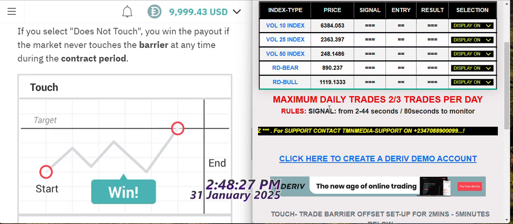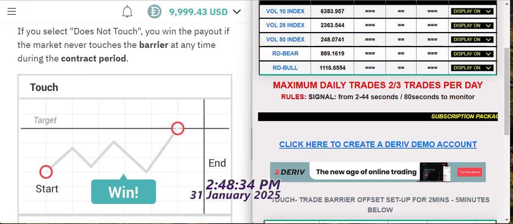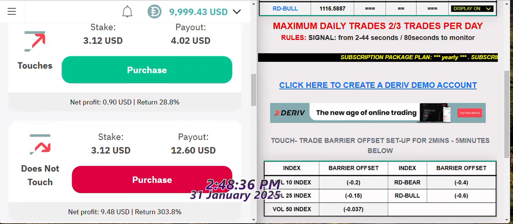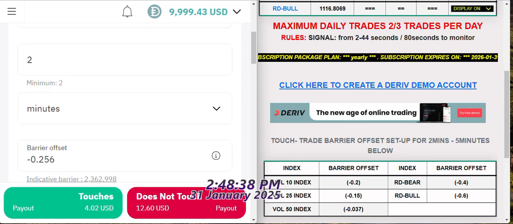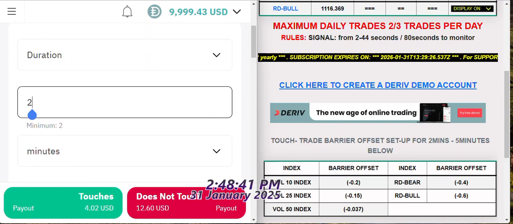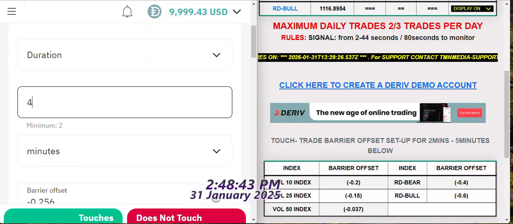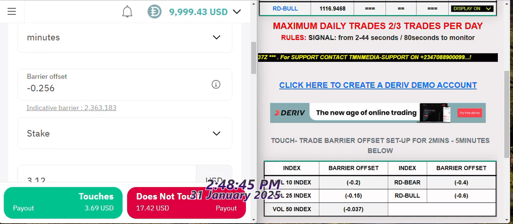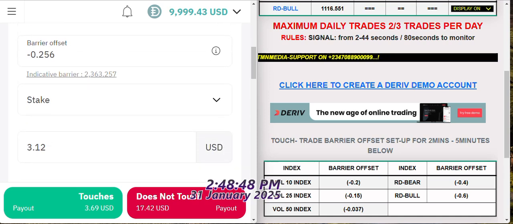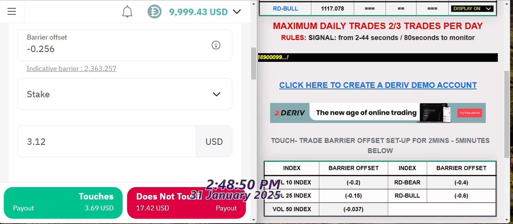Now, per each trade, for touch trade, we are targeting 10%. If you are trading touch here, you'll be looking at a time frame of 4 minutes. 4 minutes, not 5, 4 minutes. I prefer 2 to 5 minutes actually, but I prefer 4 minutes and 2 minutes. I like 2 minutes and 4 minutes, and I'm going to explain.